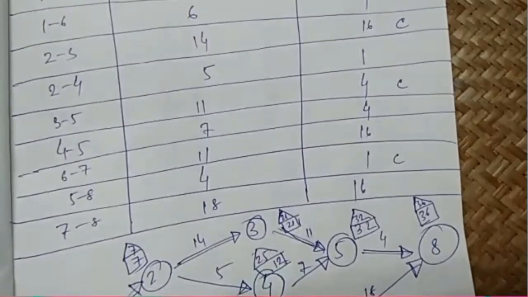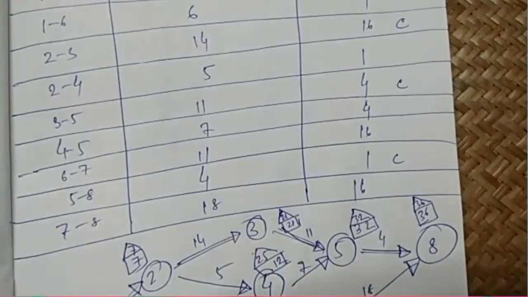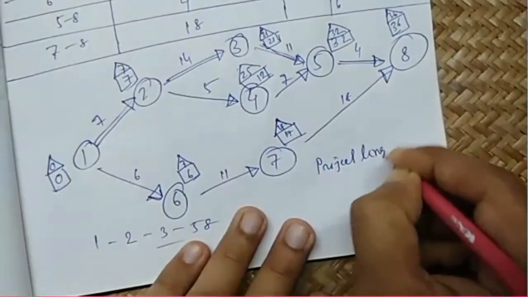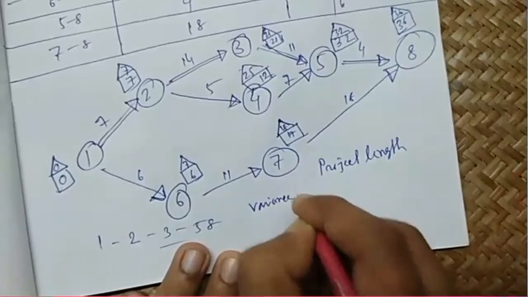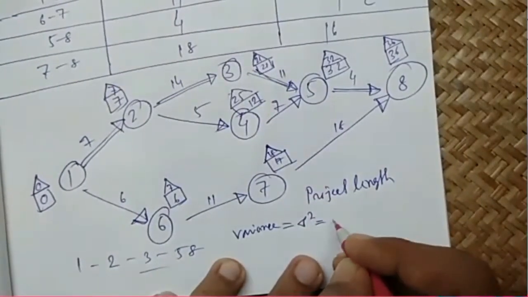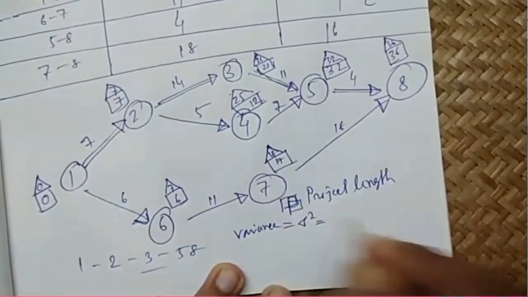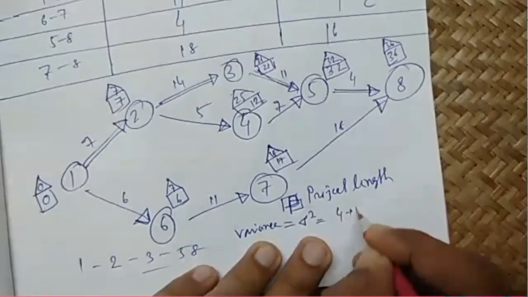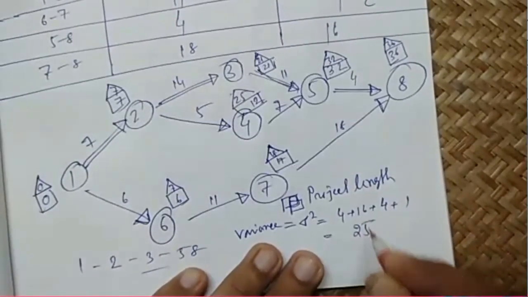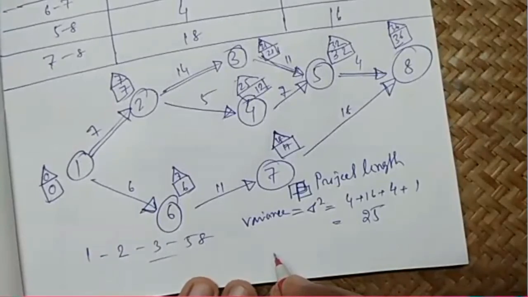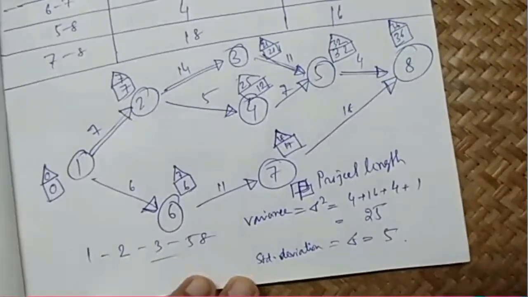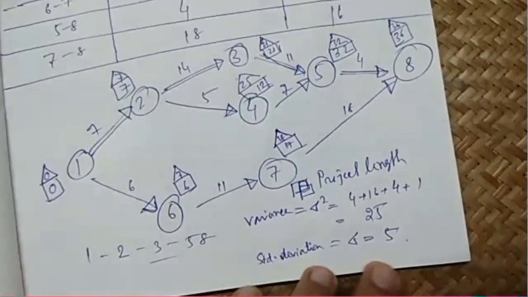Okay, now the project length variance will be the summation of these four. So the project length variance, which is equal to sigma square, will be equal to 4 plus 16 plus 4 plus 1, which is 25, and thus the standard deviation we get is 5. Okay, so we get our sigma as 5.